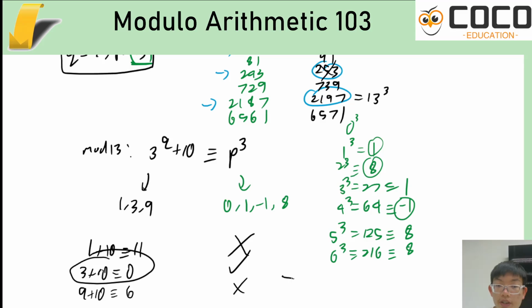Which means that, of course, P must be 0 mod 13. The only cube that is divisible by 13 is a multiple of 13 cubed, or 0 mod 13 cubed. So P is really 13, and this is going to be the one and only pair that works.